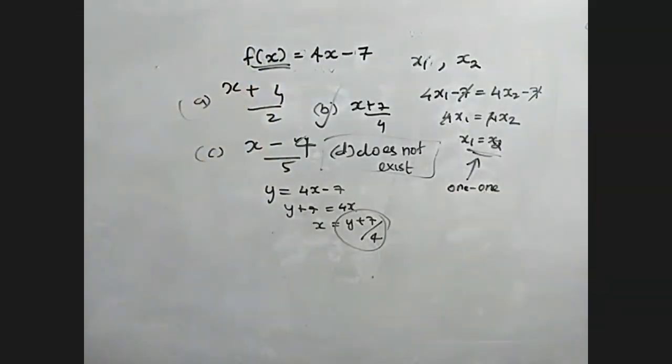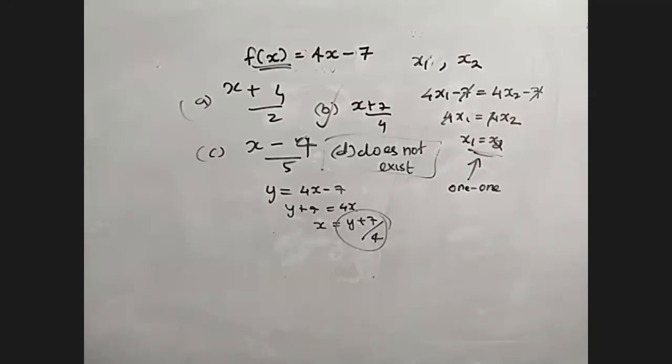In case of square and all, we may not be able to get x1 equal to x2 because negative and positive will have the same square. Understood? So in case of linear functions and all, it will be 1, 1 only. Anyhow, if you get a question to find the inverse, you need to check whether it is 1, 1 or 1, 2. Then only do.